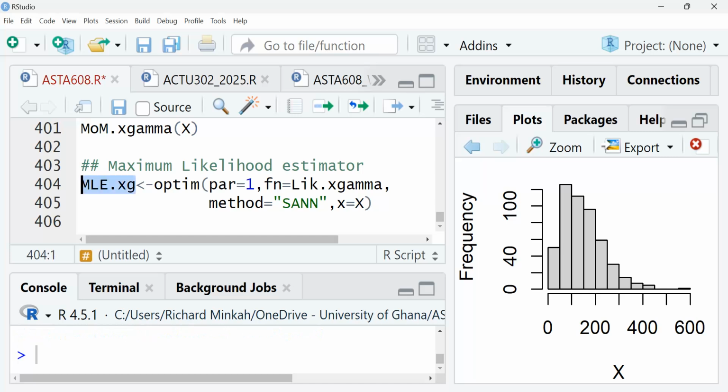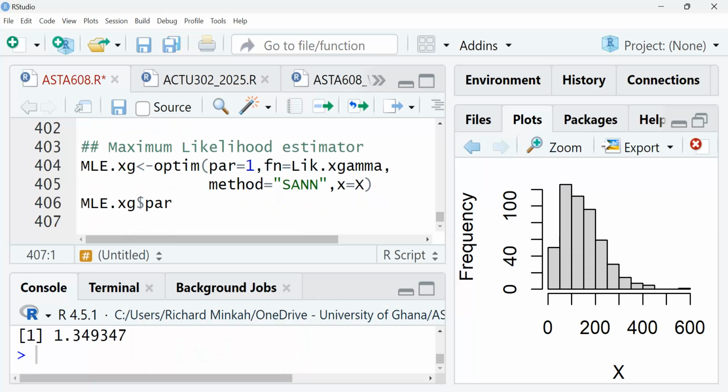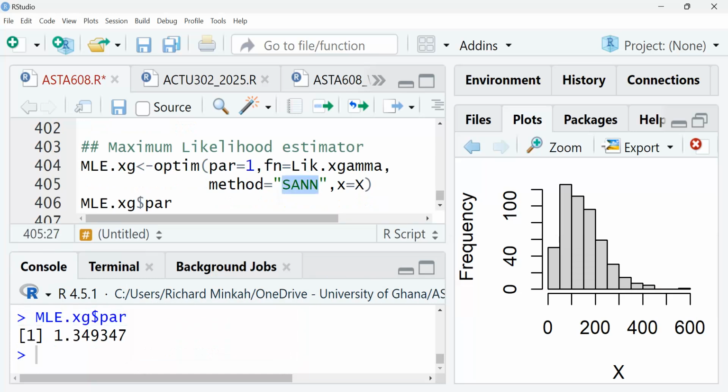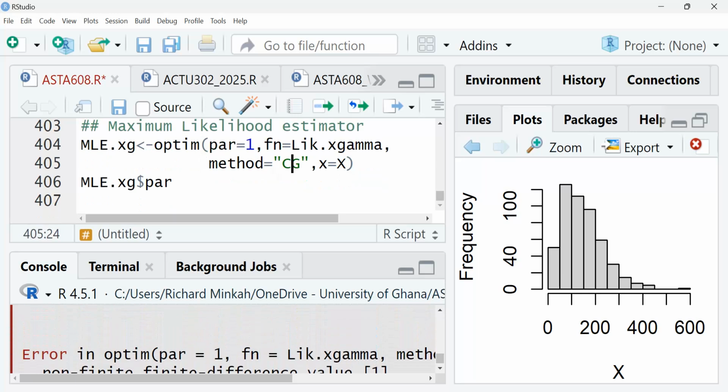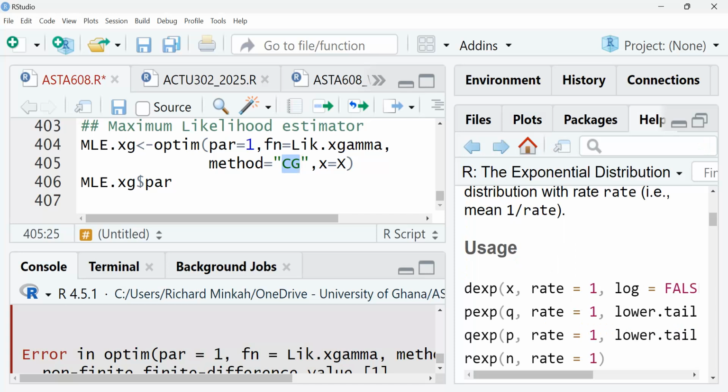1.34, not too good. Let me check CG. Was the CG... CG? It doesn't work at all. There are several of the methods. The Nelder-Mead will not be good because it's for several variables.